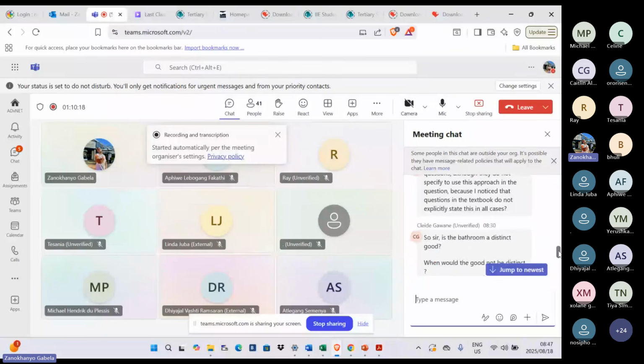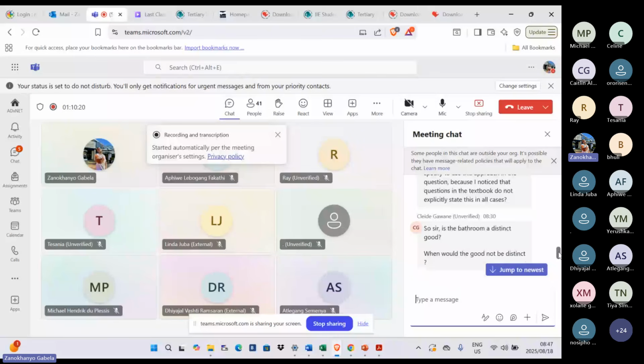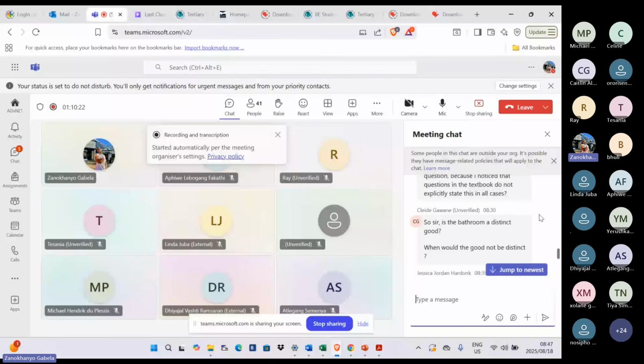And then they say, is the bathroom a distinct good? So in this case, the example of a bathroom, what I was trying to emphasize is that the goods and services that are in there are distinct individually on their own. However, now in the context of the contract, they are not distinct. The only thing that's distinct now is the bathroom itself, as opposed to those goods.